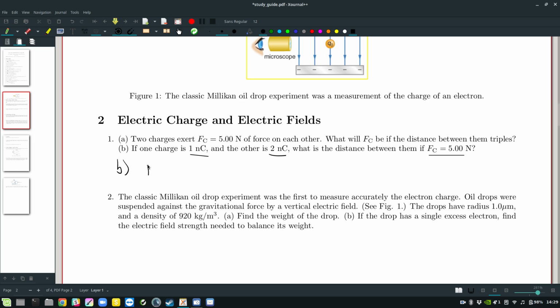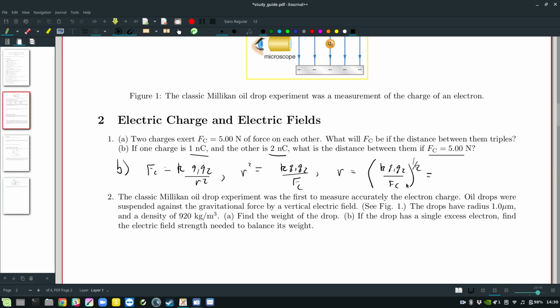And so if we simply write the Coulomb force is K Q1 Q2 over R squared, solving for R squared is equal to K Q1 Q2 over F. Whatever the force is, happens to be 5 newtons in this case. And then taking the square root of both sides yields R, which is the square root of K Q1 Q2 over Fc.